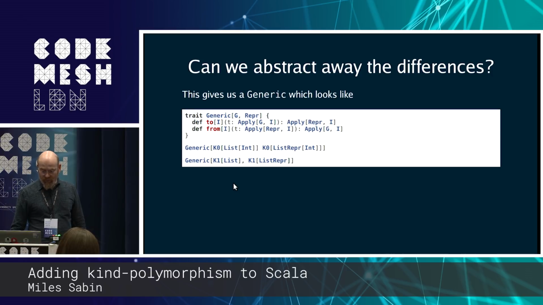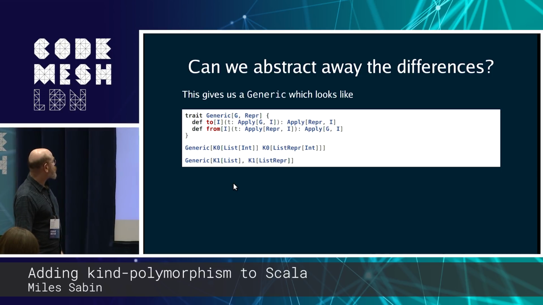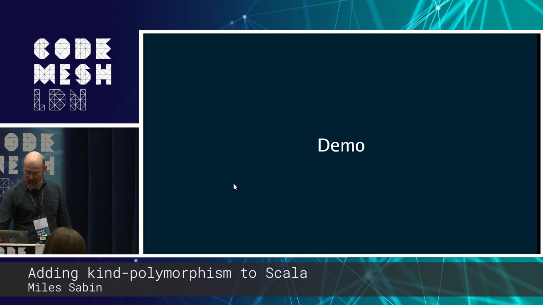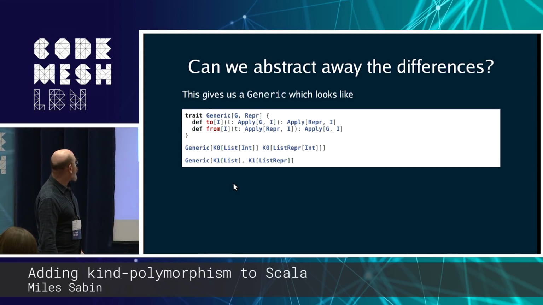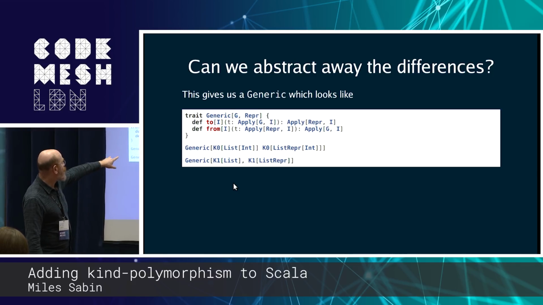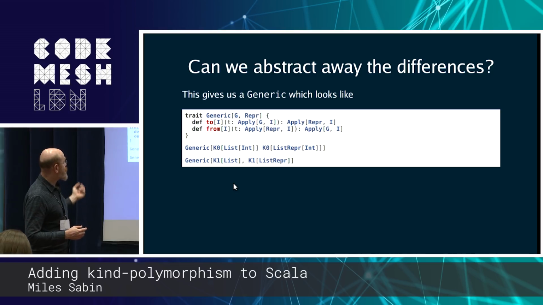Okay, so if we use that kind of encoding, we end up with something that looks like this. So this is our generic. You can see what's going on here is that we now instantiate our generic with the suitably kind-wrapped types rather than directly with the types themselves. And then our type constructors, our projections into the representation space and back, have to work in terms of the GADT representation of type application.